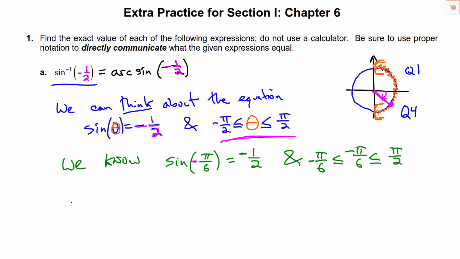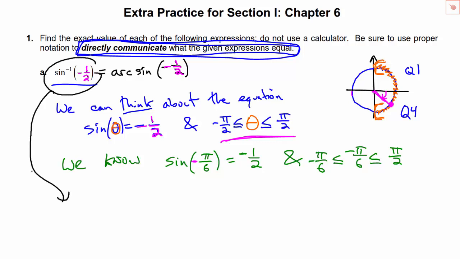So to conclude, we will need to directly communicate what the given expression equals. So we need to start our response literally with the given expression, sine inverse of negative 1/2, and communicate that it equals the angle negative pi over 6.